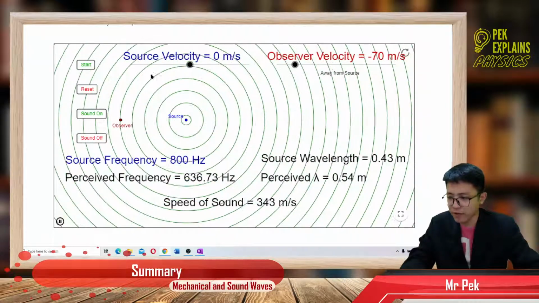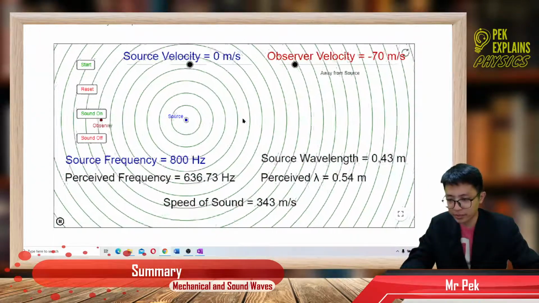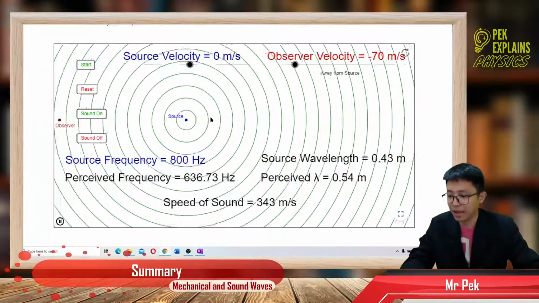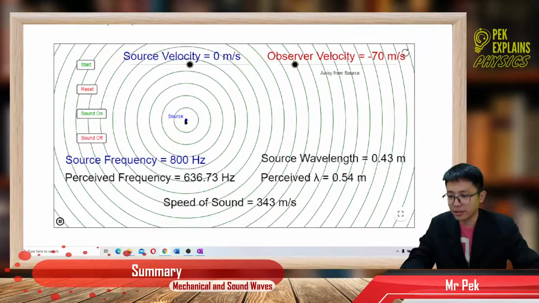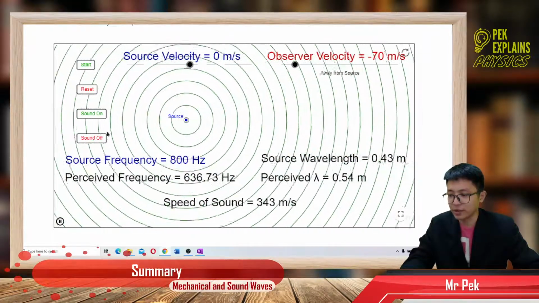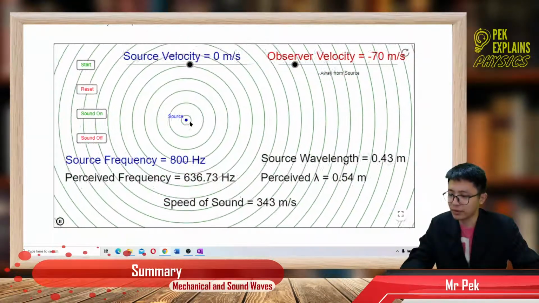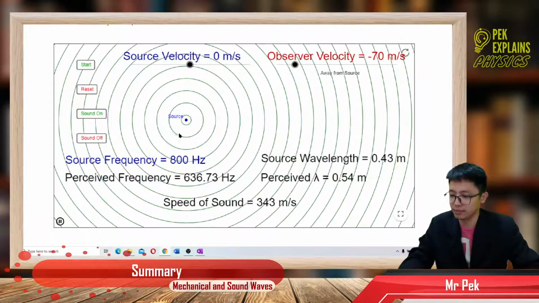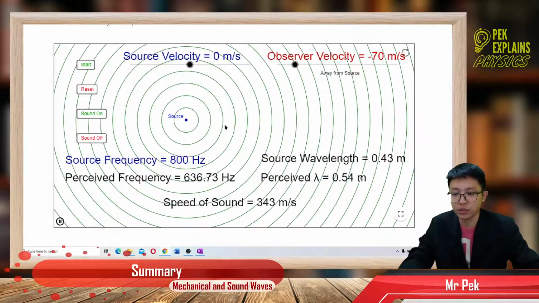And you see, the wavelength is constant, because the source is not moving. The source is not moving, so on either side, when the source is not moving, the wavelength is constant because the wavelength is not compressed or expanded.